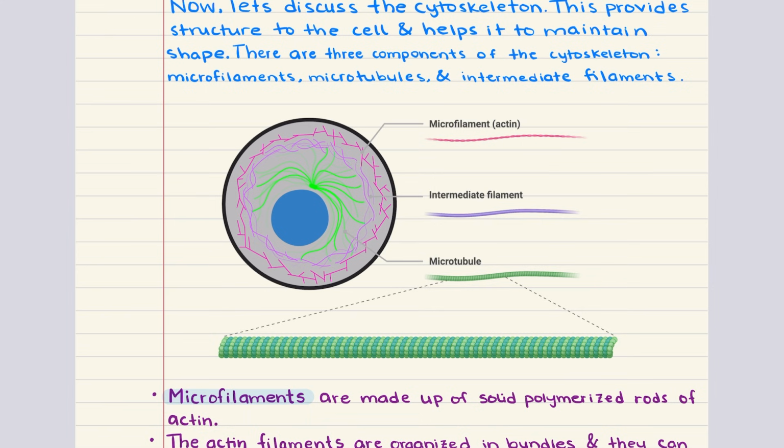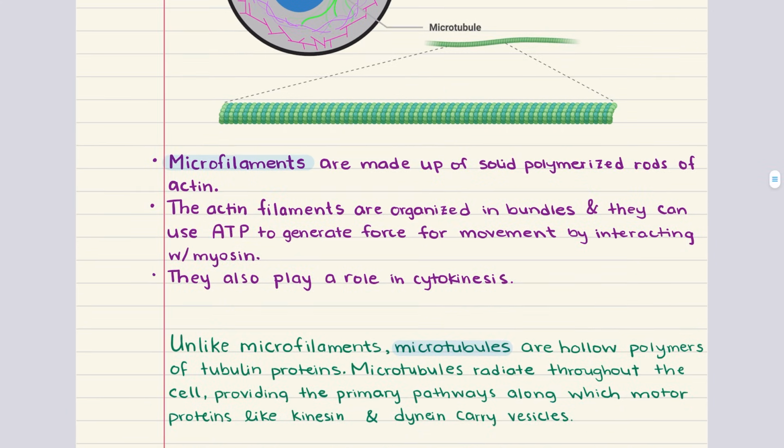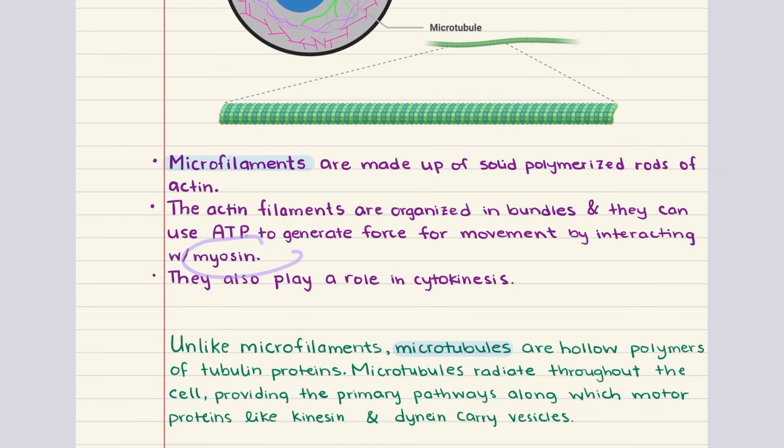Now, microfilaments aren't just static. They're dynamic and they're involved in movement. When they work together with a motor protein called myosin, they can use ATP to generate force for movement. And this actin-myosin interaction is how muscle cells contract. But it also plays a role in things like cell crawling or changing shape.